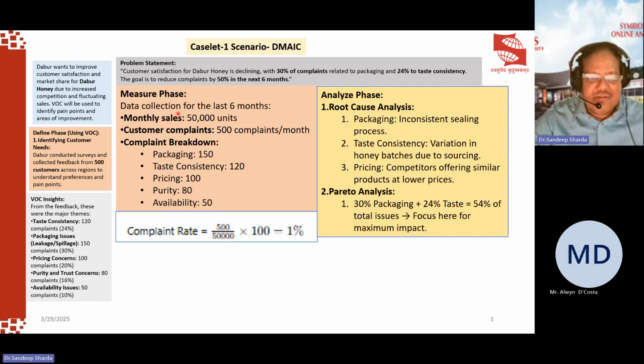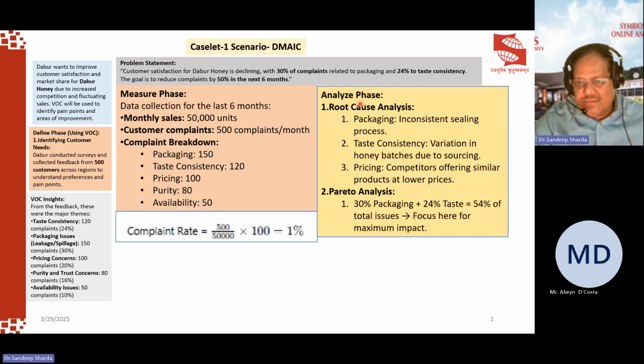In the measure phase, we are going to collect the data for the last 6 months. That is, monthly sales is 50,000 units. Customer complaints, 500 complaints per month. Complaint breakdown: packaging 150, taste consistency 120, pricing 100, purity 80, availability 50.